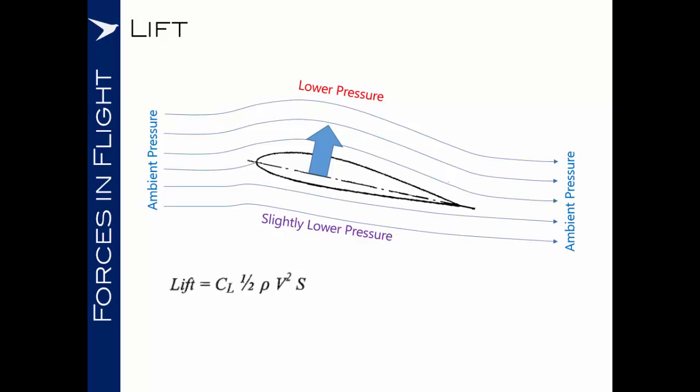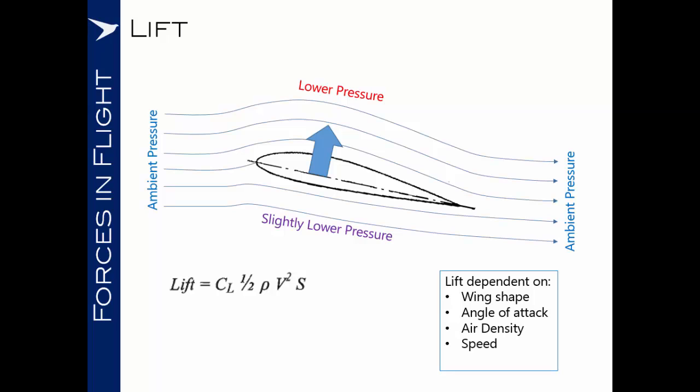Let's not get too bogged down in the maths. What does this mean to us? It means that lift, we can say, is dependent on several factors: the wing shape, the angle of attack, the air density, the speed, and the wing area.